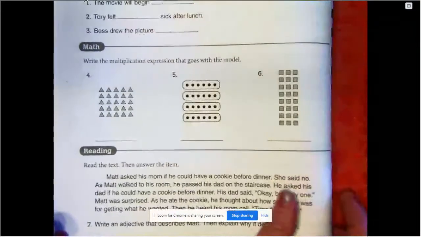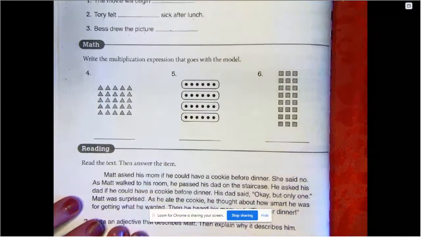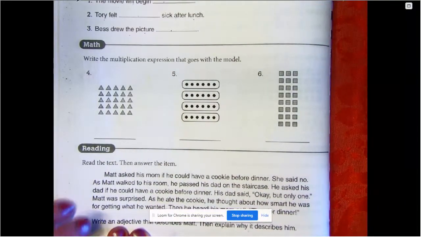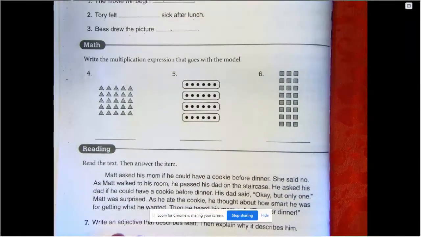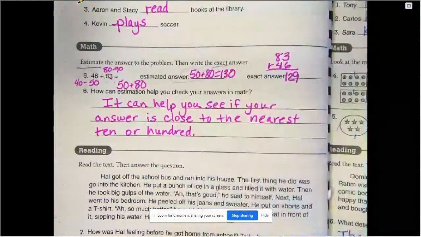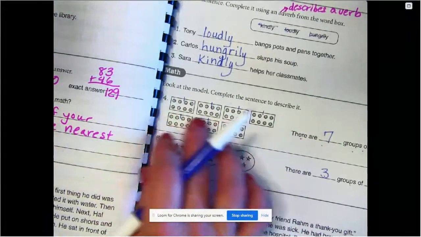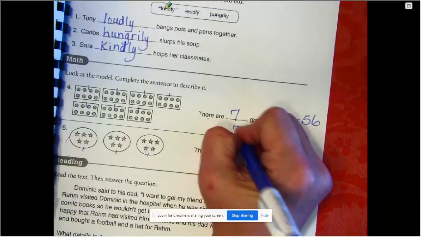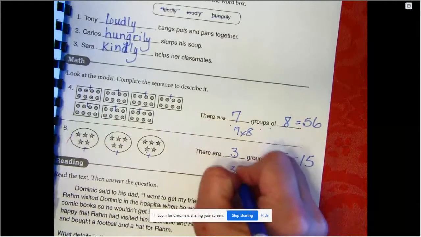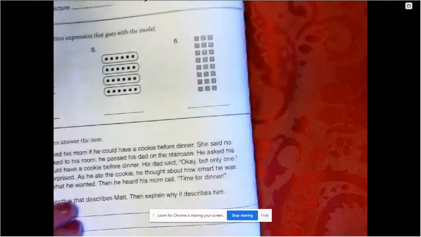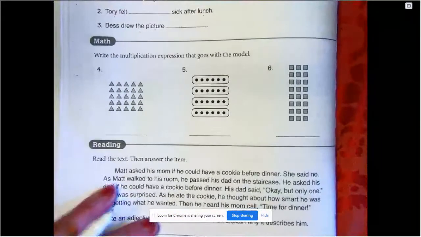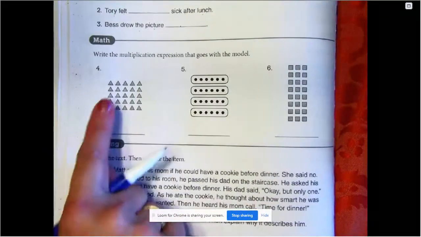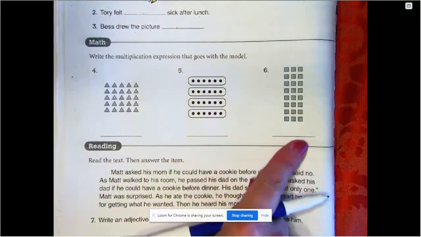On math, it says write the multiplication expression that goes with the model. So like we did yesterday, we did a multiplication problem basically because this is 7 times 8 and this is 3 times 5. So what they want you to do here is to look at the arrays and write a multiplication sentence for this one and this one and this one. Okay?